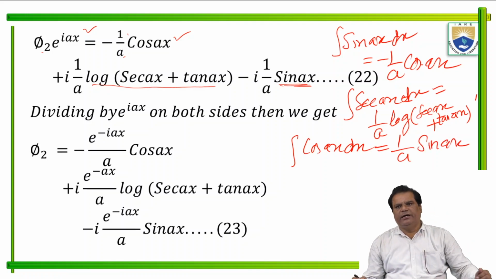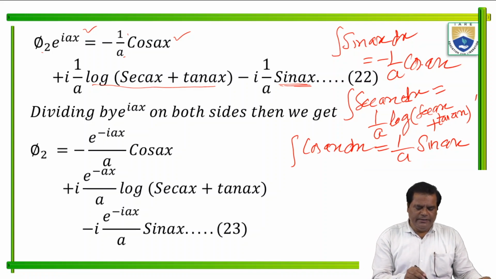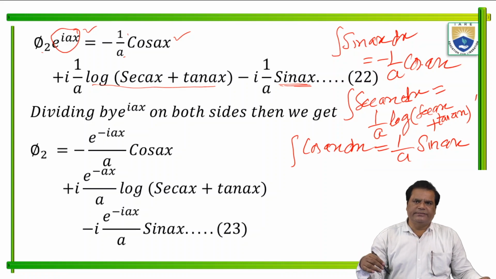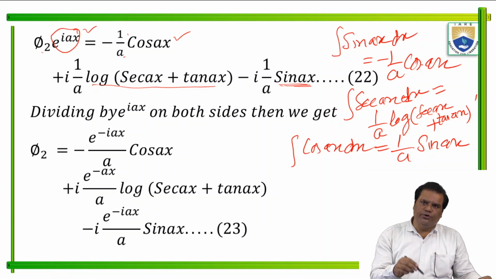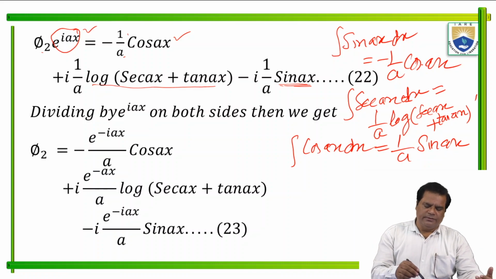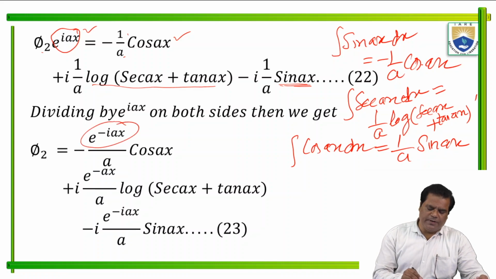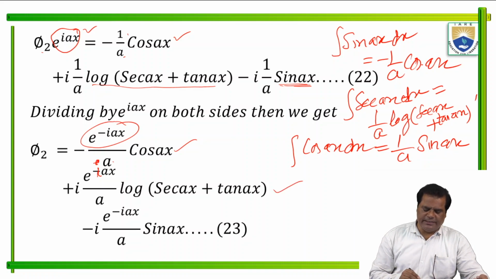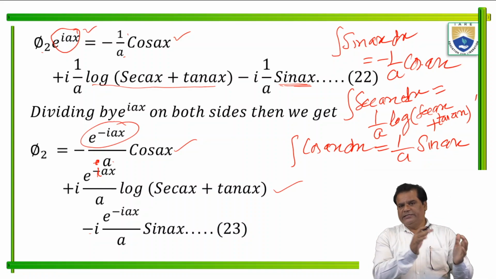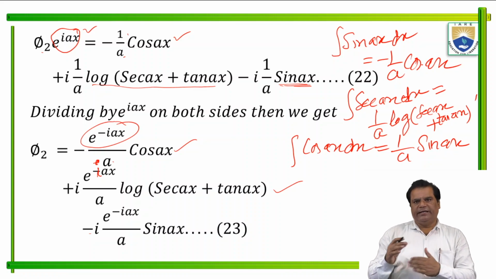So I am writing here the formula, all values putting here, dividing by this e to the power ix, taking the right hand side. So divide by this, this goes to the denominator, then we write it in the numerator. Then the denominator is plus, in the numerator is minus. So I am writing here minus e to the power minus ix upon a cos ax. E to the power minus ix, this is i here, minus ix upon a log of sec ax plus tan ax. Minus i here, plus minus plus minus sign. In the first solution minus minus plus.